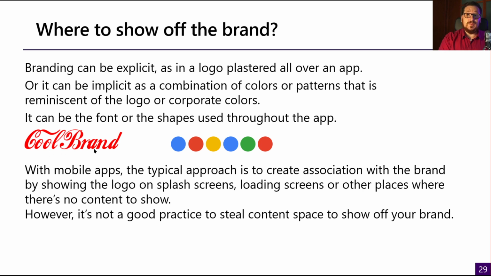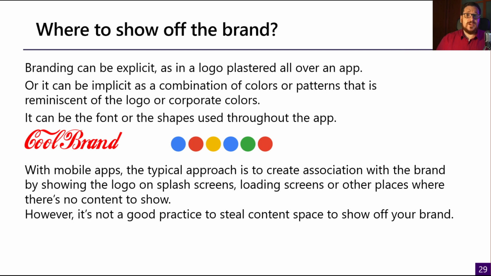Let's look at 2 examples. We have here a text. It says cool brand, but it also uses a font that is very reminiscent of a well-known brand. I don't have to write Coca-Cola for you to know that it is Coca-Cola. Or let's look at the sequence of those colors here. If you ever used any Google app or use an Android device, you probably know that those colors mean Google. So there's a lot of ways to remind the user about the brand without actually placing the logo everywhere.